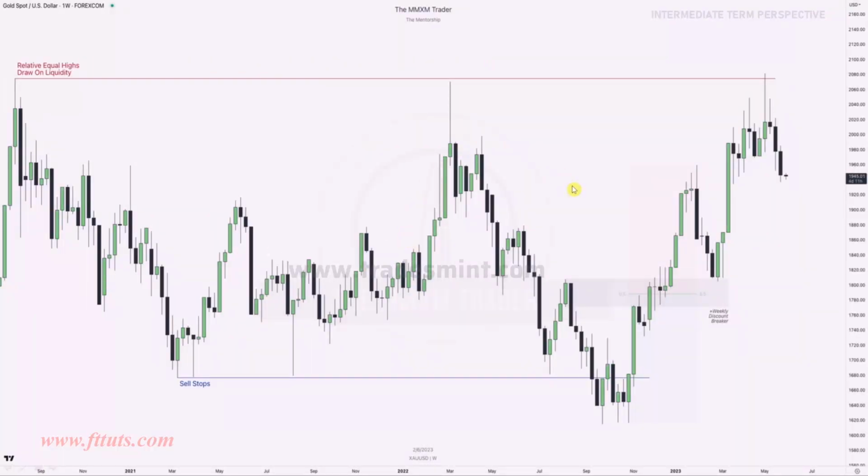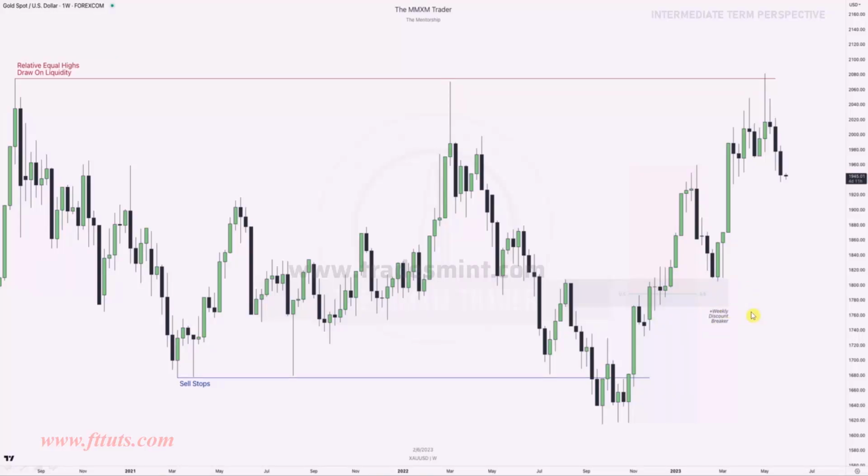So over here we've got a gold weekly chart, right? We've got these relative equal highs up here, an easy draw on liquidity. Sell stops have been liquidated on the sell side over here, right? So order pairing again happening over here, starting to trade up, up and up, and back into that discount array, which is this weekly breaker, right? So our premium high is over here, discount low is down here. We've got this weekly discount breaker.